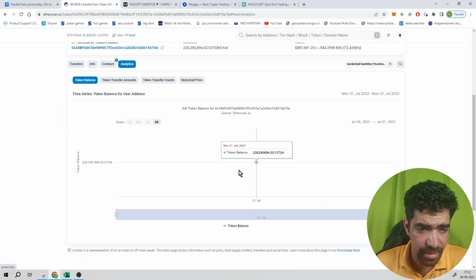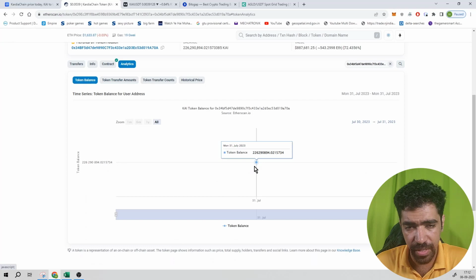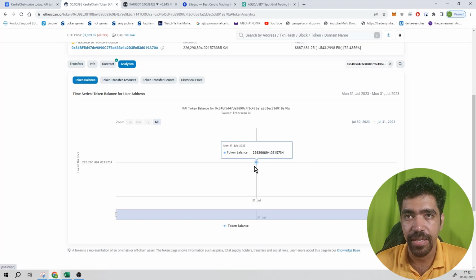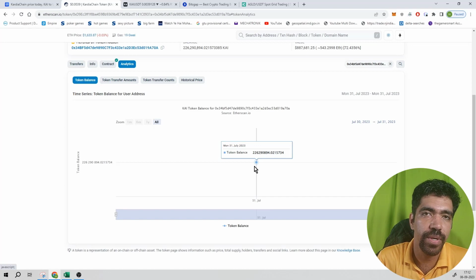You can see there are no transfers on this address. That is a good thing once again, because this is a kind of dead wallet. The person is just holding all the tokens, which is the majority stake. Because of this holding, there is no significant pump or dump in the market.